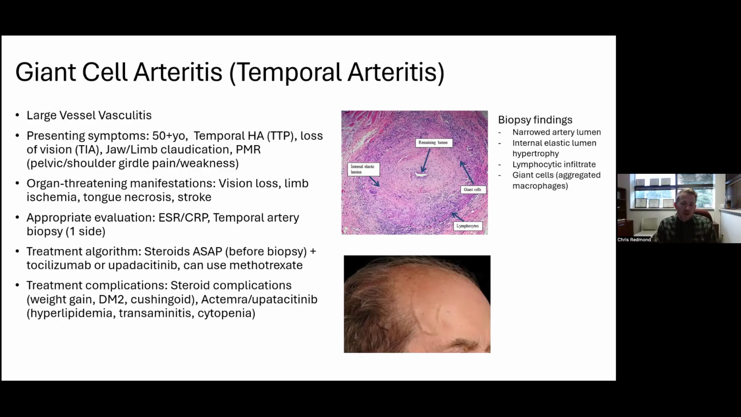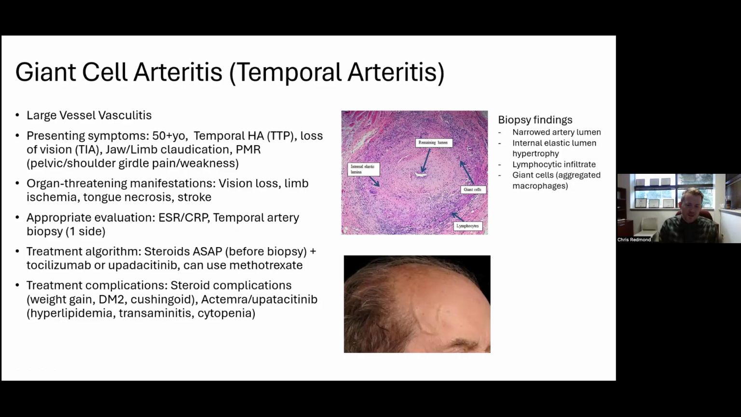Again, the only thing here would be ESR and CRP. Temporal artery biopsies are very beneficial. It is patchy inflammation throughout the temporal artery, so you can have GCA with a negative biopsy. But if you have a positive biopsy showing things as shown up here, with narrowed lumen, hypertrophy of the internal elastic lamina, lymphocytic infiltrates, and these giant cells, which are like aggregated macrophages, that is pretty classic, and you're very confident in your diagnosis moving forward.